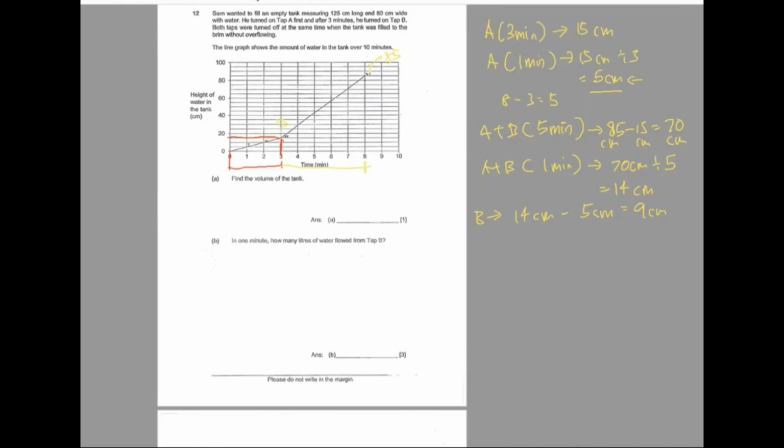Okay, so this is B. 9 centimeter is B. The question is, how many liters of water flow from tap B? So we know tap B only started from the 3rd minute, right?